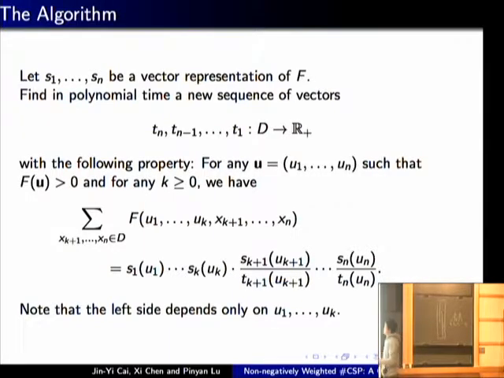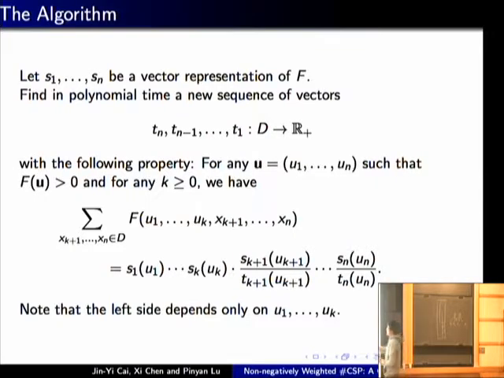And the algorithm goes by finding in polynomial time a new sequence of vectors. We call these vectors Tn, Tn minus 1, because we're going to construct Tn first and then Tn minus 1. And these vectors have a very, very nice property. We're going to prove this property inductively.